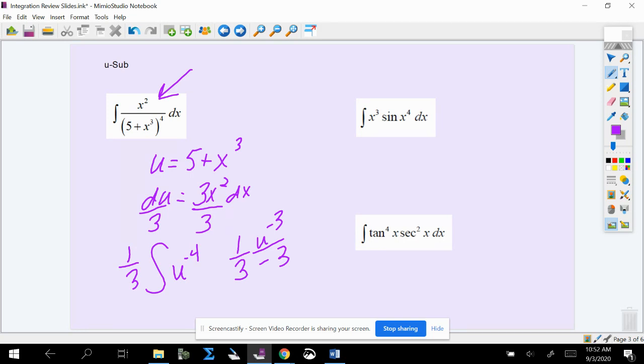You don't want to leave negative exponents, so you're going to move back to the bottom. So you're going to get negative 1/9, and then you're going to have 5 plus x cubed plus c all on the bottom.